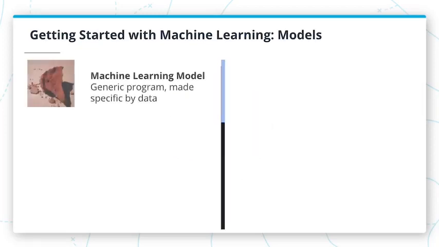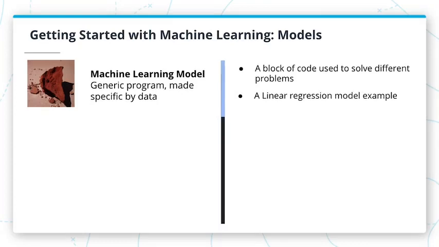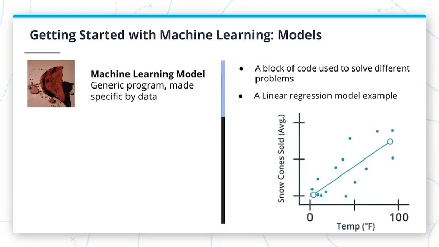A model is a generic program made specific by the data used to train it. Like a piece of clay, it can be modeled into many different forms and can serve many different purposes. A more technical definition would be that a machine learning model is a block of code or framework that can be modified to solve different but related problems based on the data provided. In this example, we are using a linear regression model to predict the number of snow cones you might expect to sell based on the temperature.